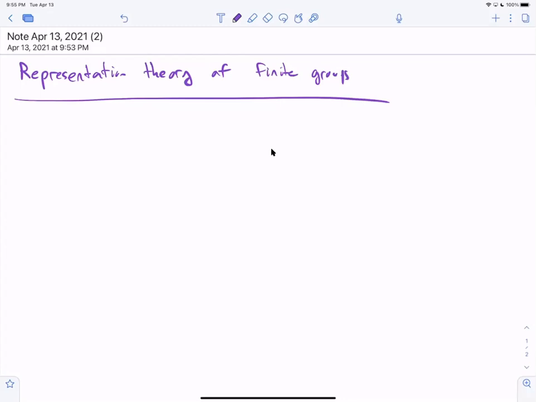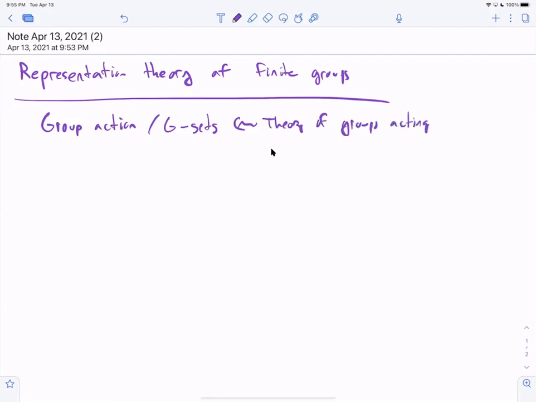And we already did this in one way. So the theory of group actions, or G sets. This was the theory of groups acting on sets. And so the G set was just a set X and a map from G to automorphisms of X. It's a group homomorphism from G to automorphisms of X.